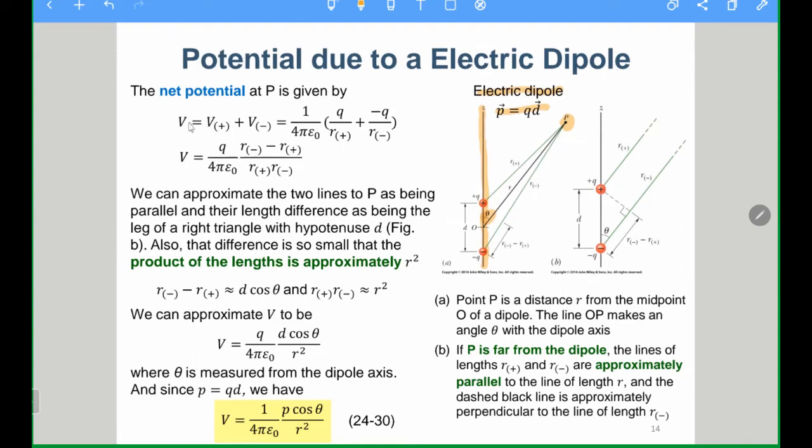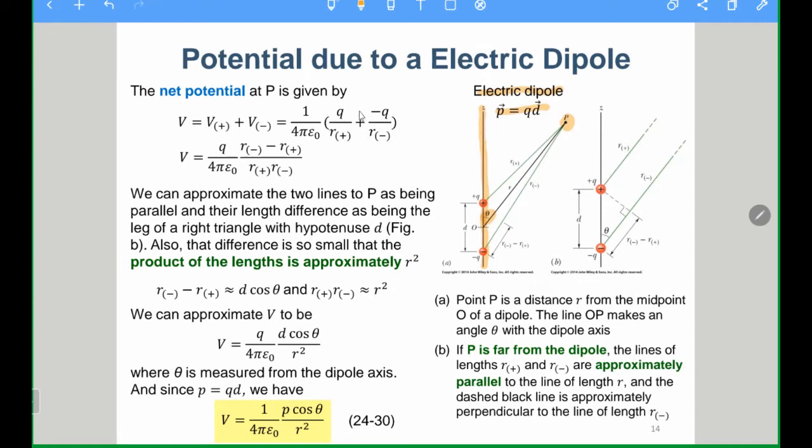Okay, so here it says V equals V plus V minus, so nothing special, which is 1 over 4 pi epsilon naught times Q, the positive charge, over R plus. R plus is the distance from the positive charge to the point P we are concerned with. And then here the negative charge, of course negative Q, and R minus is the distance from this negative charge to the point P we are concerned with. So this is nothing special.